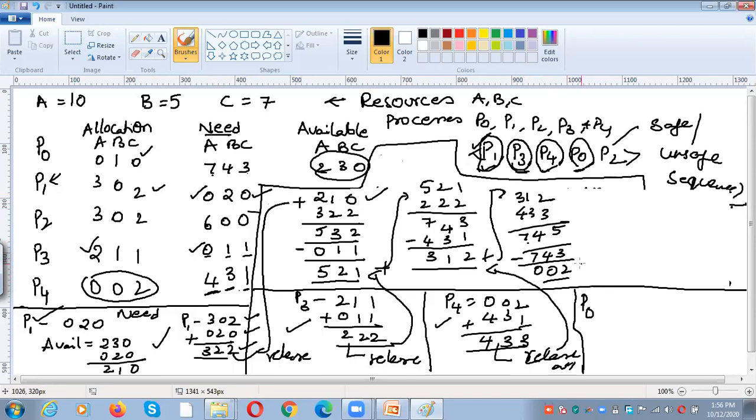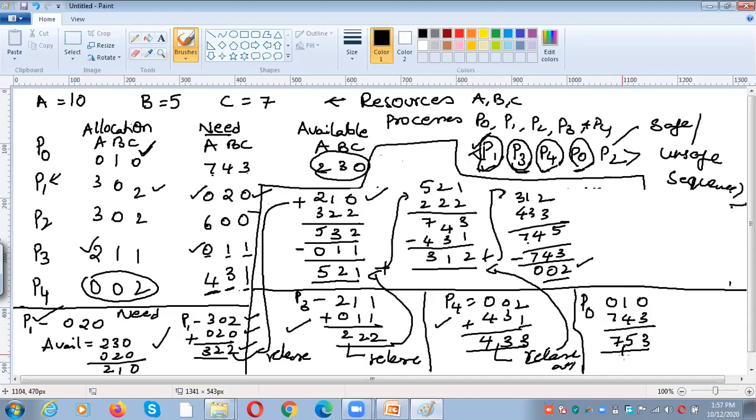200. These are the available resources after giving 743 to P0. Earlier you gave 010, now 743. Earlier 010 was allocated and now 743 is allocated to process 0. So 3, 5, and then 7.